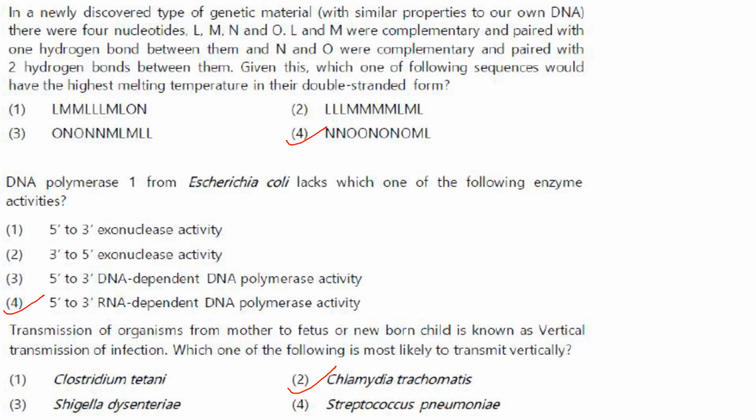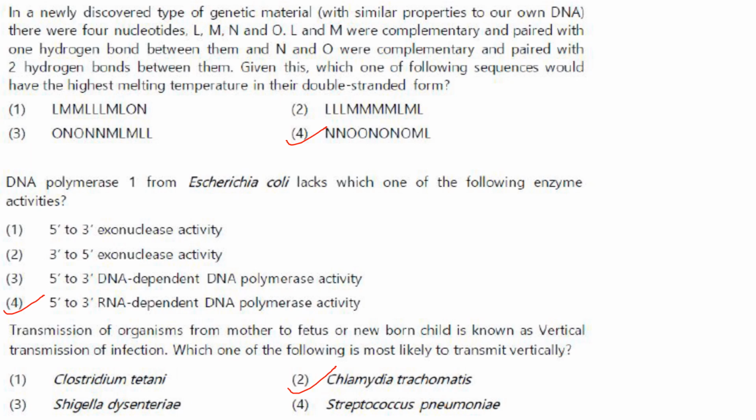So it will be difficult to break the N-O double bond and it requires higher temperature to break N and O double bonds than L and M double bonds. So in the options you have to see for which DNA is having the maximum number of N-O bonds. So first one, if you see, it is more of L and M. Second one is also L and M. Third one is having O and N but it is lesser than that of fourth one. So the answer here will be option 4.